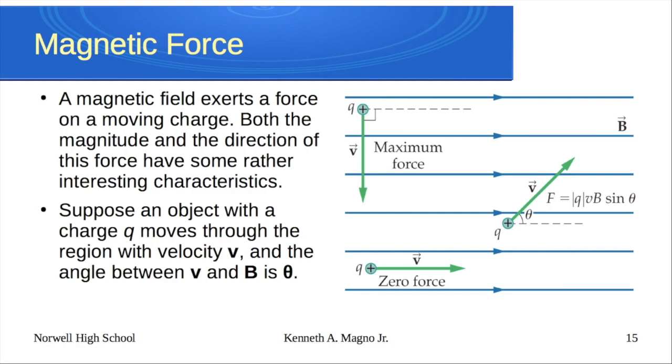What if I put a charged particle in a magnetic field? What would happen? I find that if I put a charged particle perpendicular to a magnetic field, I get a maximum force on it. If the charged particle is parallel to the magnetic field, there's almost no force on it. And if it's at some angle, that force is related to the charge times the velocity times the magnetic field times sine of theta.